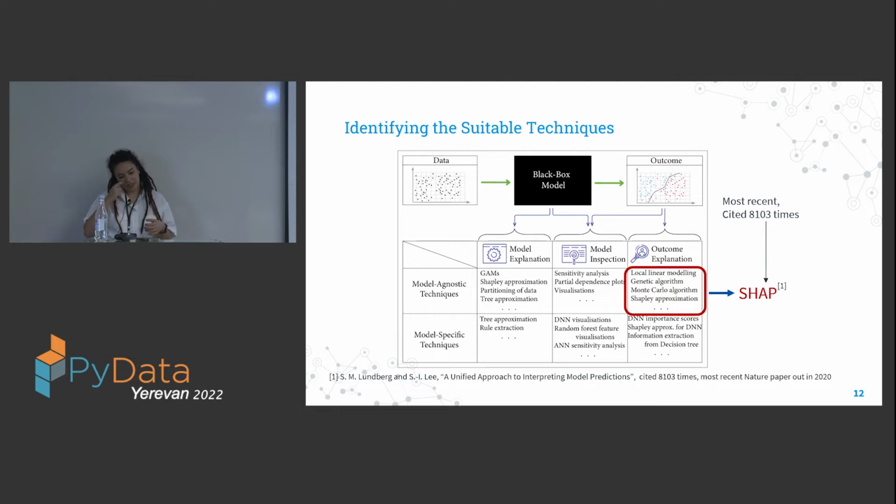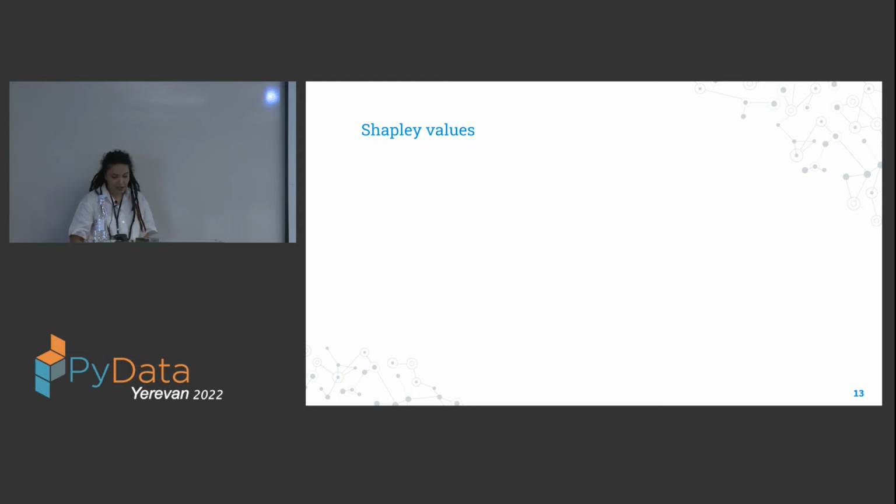Among these outcome explanation techniques, I have chosen SHAP, which stands for Shapley additive explanations. I will explain it in detail in a bit. It is the most recent explainable AI technique, and it's cited around 8,000 times, which is quite a lot. Anyway, to explain SHAP and how we can use it in our regression analysis, I first have to explain Shapley values, which come from cooperative game theory.